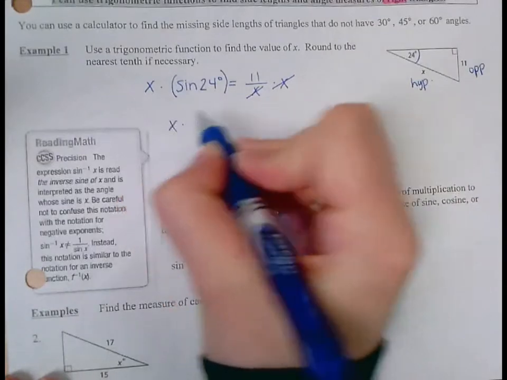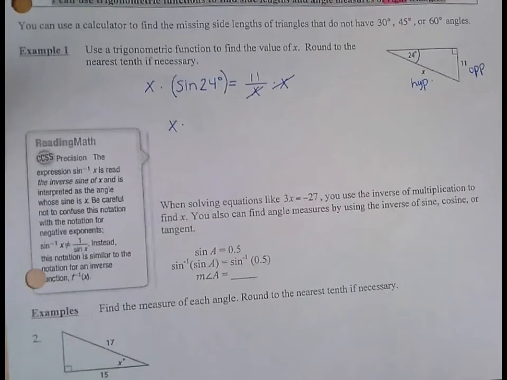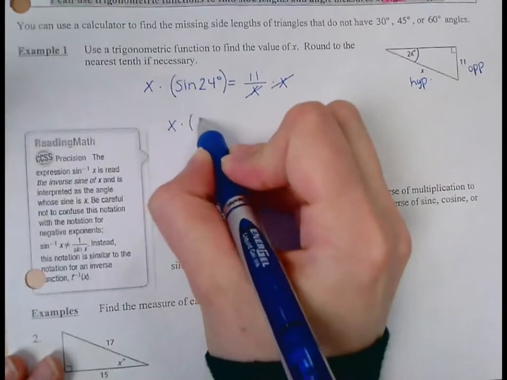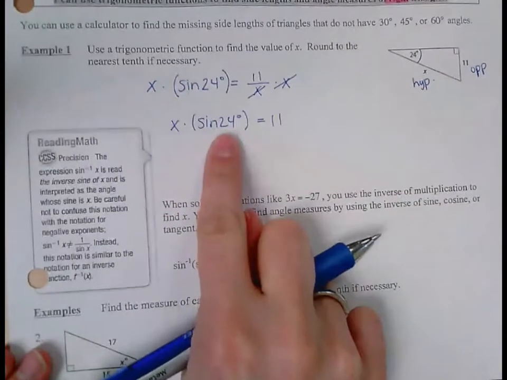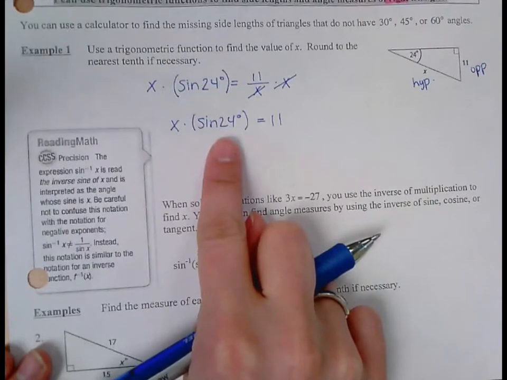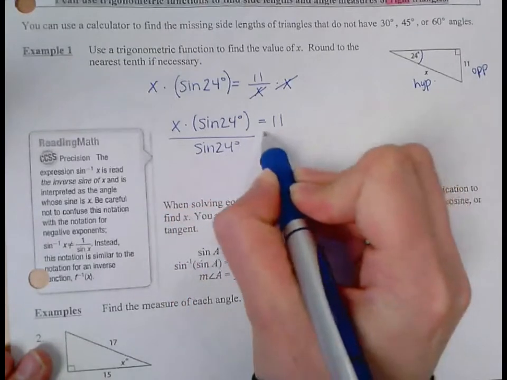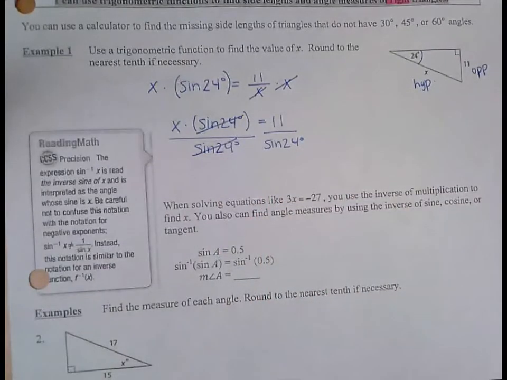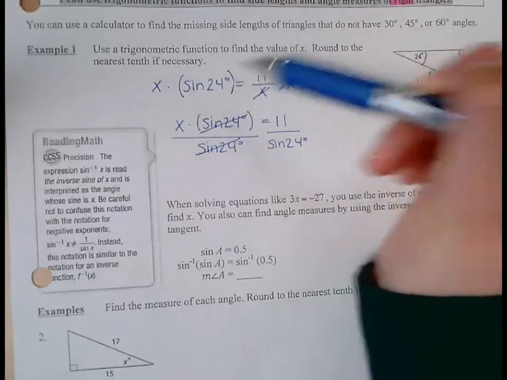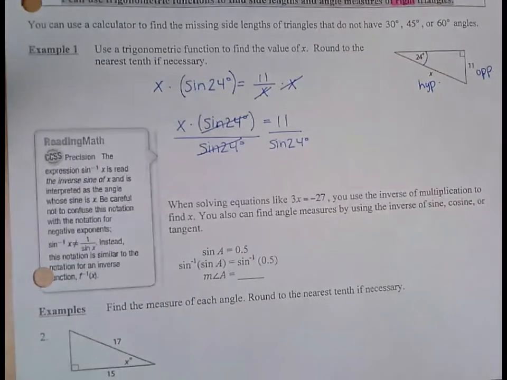So I would have x times, I don't need this in parentheses, I just put parentheses around it so that you understand that is one number that is representing a value. So x times sine of 24 degrees equals 11. Then what do I have to do to get x alone? Divide by sine of 24 degrees. Okay, and I've talked before with problems about not rounding in the middle of a problem, so that's why I didn't type sine of 24 degrees into my calculator initially and get a decimal and round it. I want to make sure I'm not rounding anything until the very end.